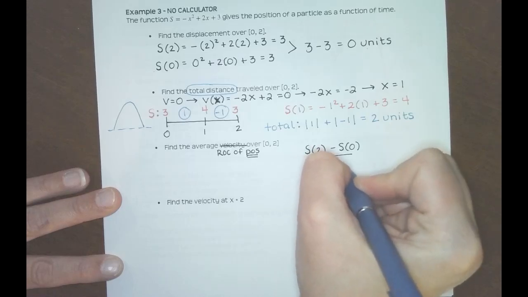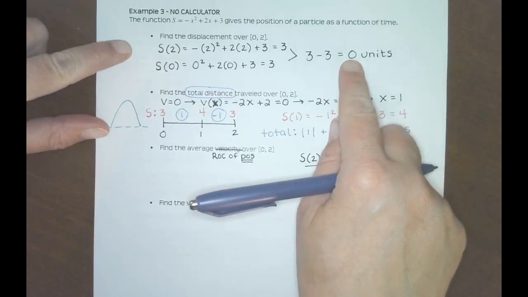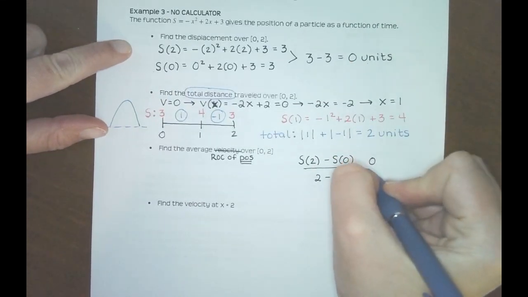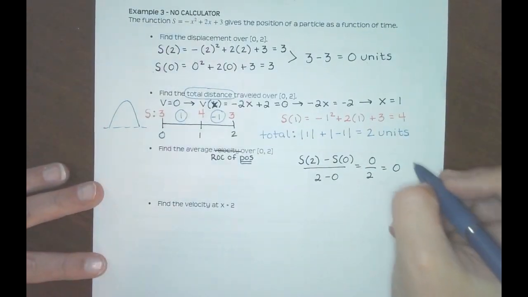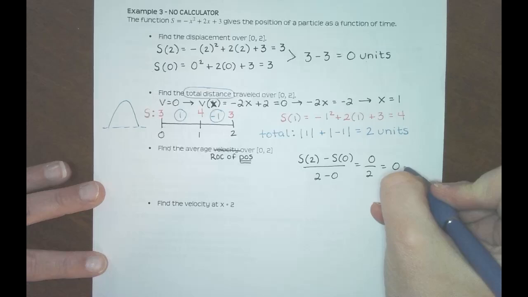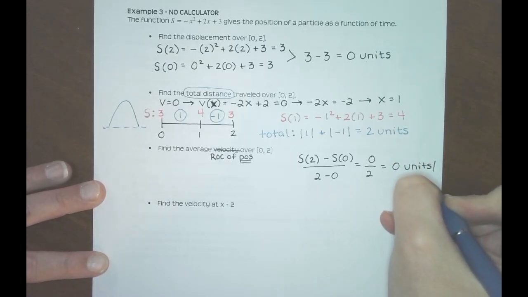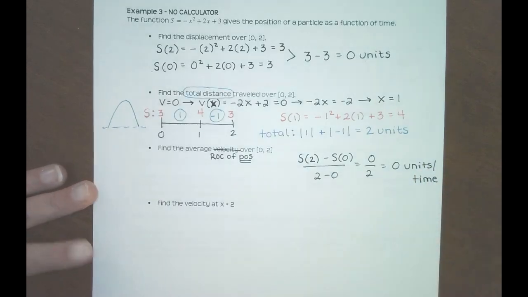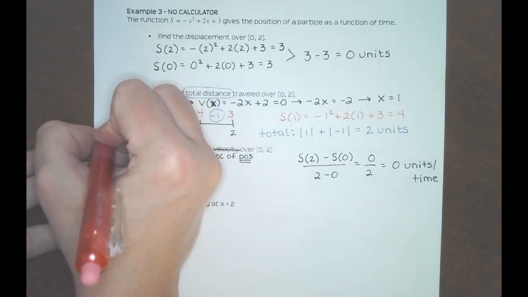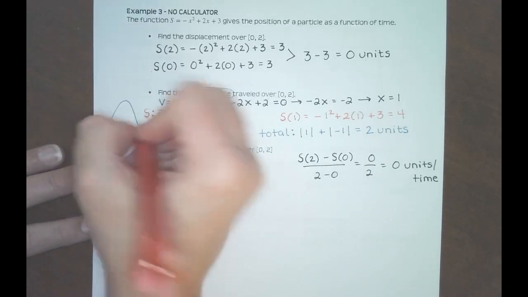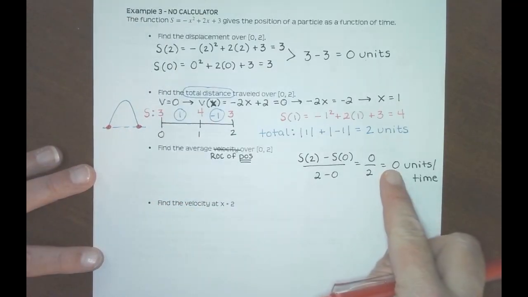over 2 minus 0. Well, we did this s of 2 minus s of 0 up here, okay, and got that that was 0 units. So this is really 0 over 2, which is 0, okay? And because we're talking about an average velocity, this would be units per whatever our time happens to be. I didn't give you units in this question, so I'm giving you really generic ones. But again, think about average rate of change here. If I'm talking about the rate of change between this point and this point, that line that connects them is just going to be a horizontal line. So it should make sense that your average rate of change is 0.